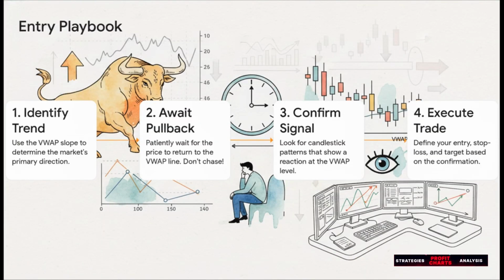Step 1 is simple. Identify the trend. Just look at the slope of the VWAP. Is it pointing up? The big guys are probably buying. Is it pointing down? They're probably selling. Next, step 2. Wait for the pullback. This is where the discipline comes in. Instead of chasing, you have to patiently wait for price to come back to the VWAP.